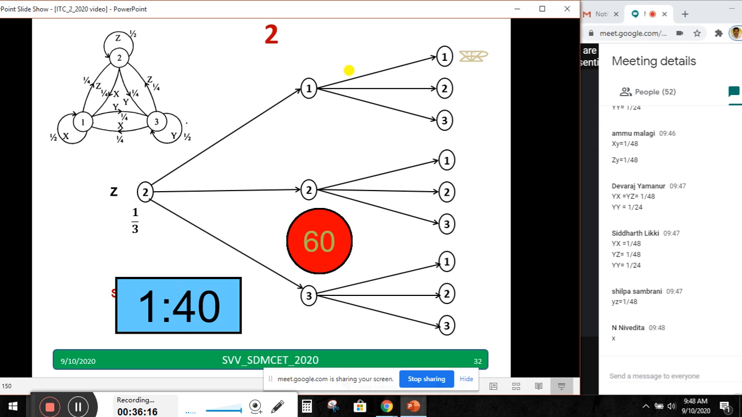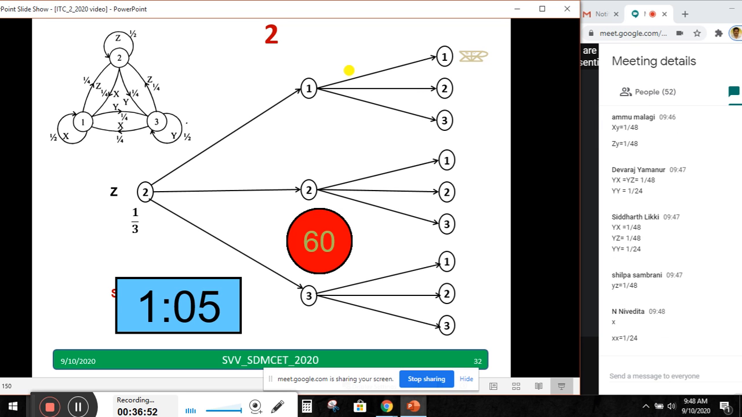If somebody is having doubts, you can unmute and ask, or you can type in the chat box. I will try to explain once again. Those who have understood, do it fast. And I may call somebody's name, that student should show the notes, particularly 2 and 3.